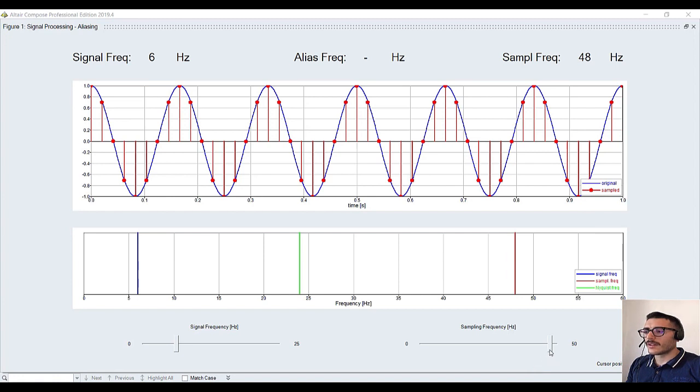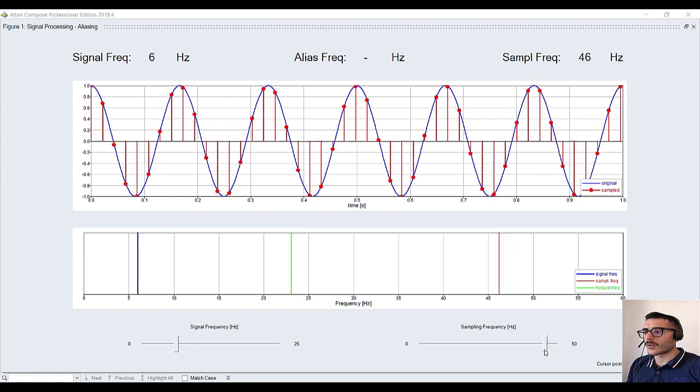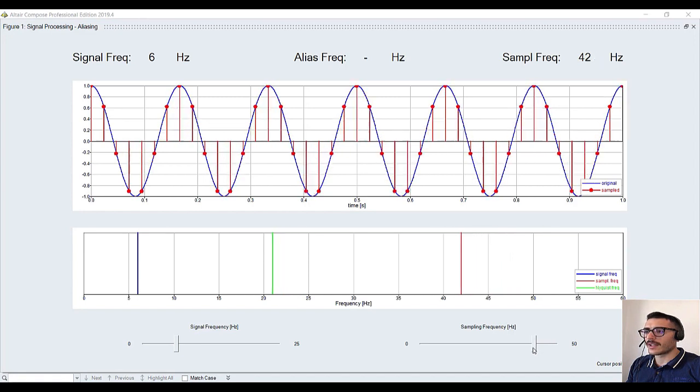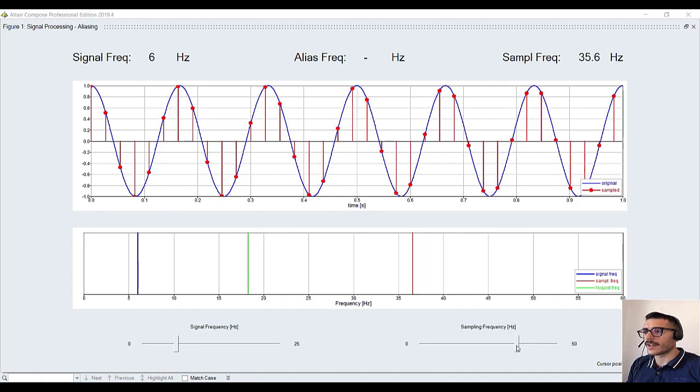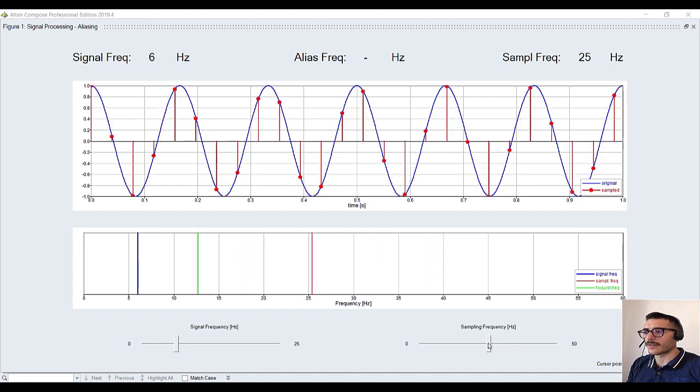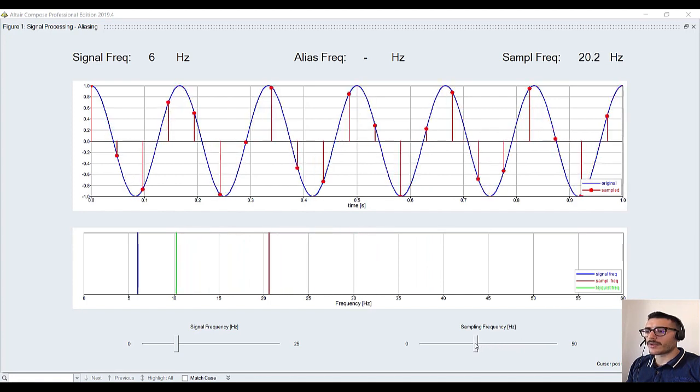Instead, if we move the slider in the other direction, we are decreasing the sample frequency, and we are also decreasing the number of points used to represent the signal. So the time domain representation, again supposing that we are using a linear interpolation between two successive points, is less accurate.